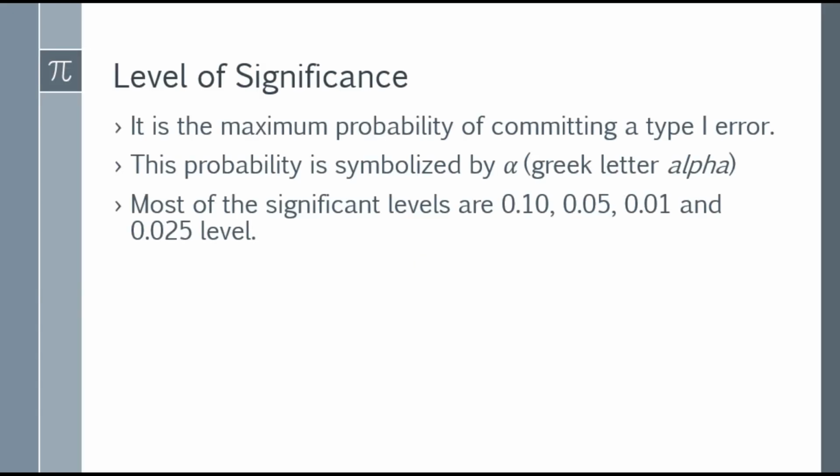So level of significance, it is the maximum probability of committing a type 1 error. This probability is symbolized by the Greek letter alpha. Okay, makikita niyo yan, yung parang letter A na siya, Greek letter. Okay. Next, most of the significant levels are 0.10, 0.05, 0.01, and 0.025. Marami pa yan, kaso ito mostly makikita mo.